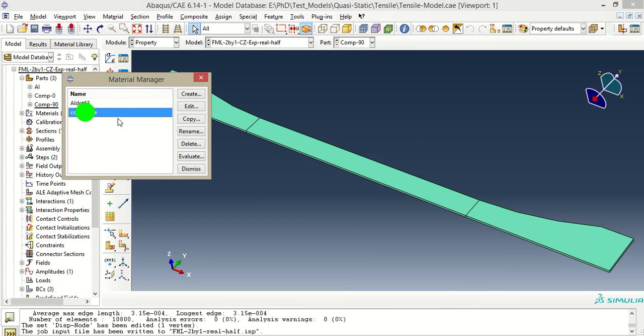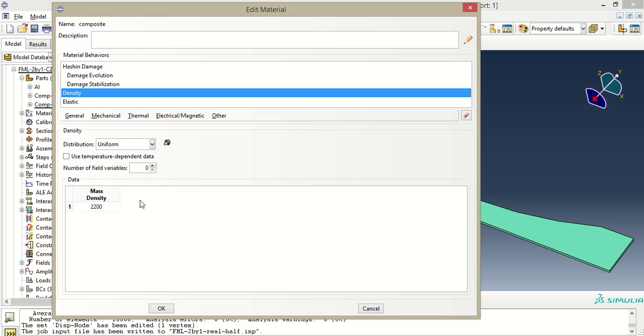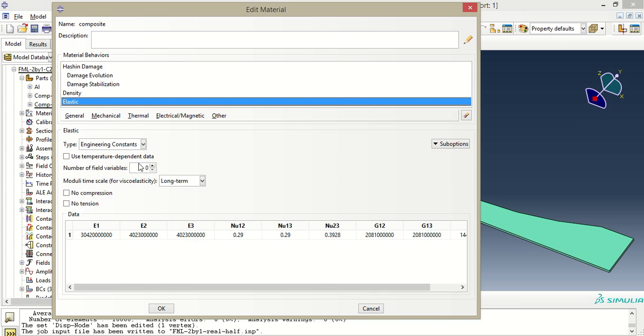And similarly, for the case of composite, again, for the same reason I require density, and elasticity I require. In this I have used elastic constants. If your material is a lamina or transversely isotropic, you can use lamina also. If it is orthotropic, you can use orthotropic. The more exact you take, the more difficult it becomes for you, because you need more parameters for it. Okay, this is what it is.